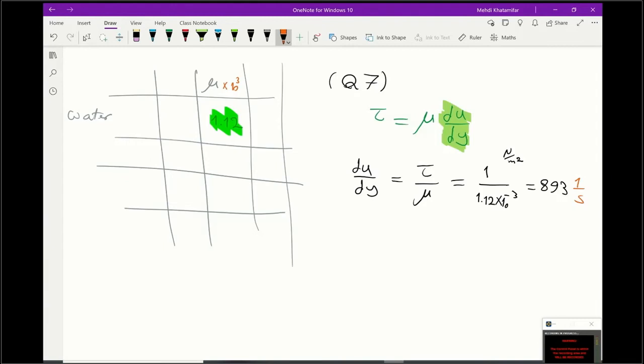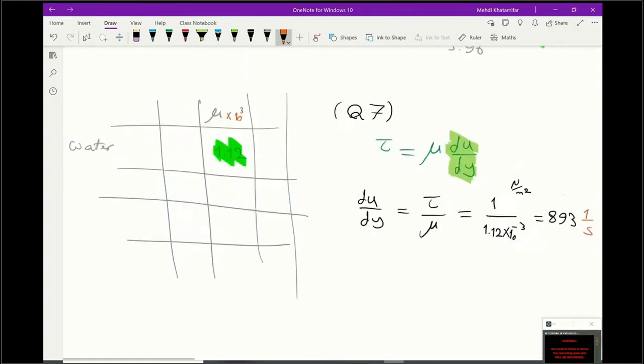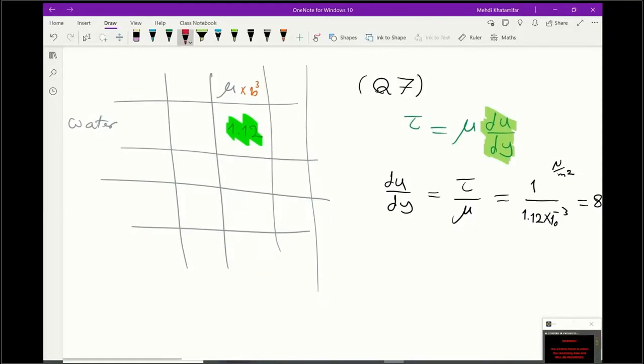I personally don't remember the units, but I remember the formulas. Whenever I need a unit, I just write the formula, put in the units, and then find it. For viscosity, everybody tends to forget. It is Newton second divided by meter square.